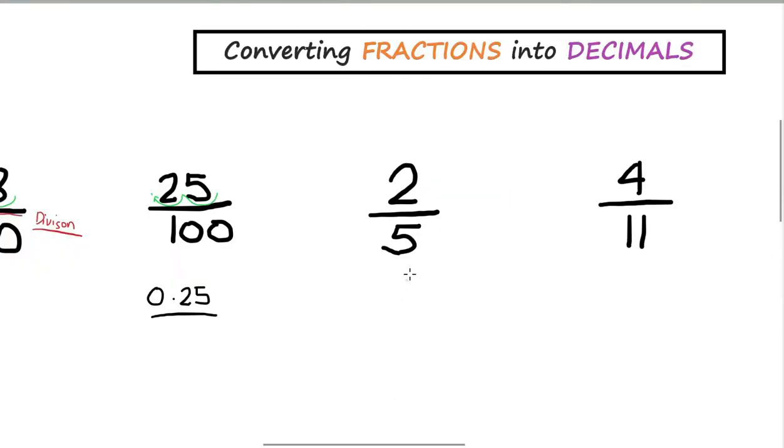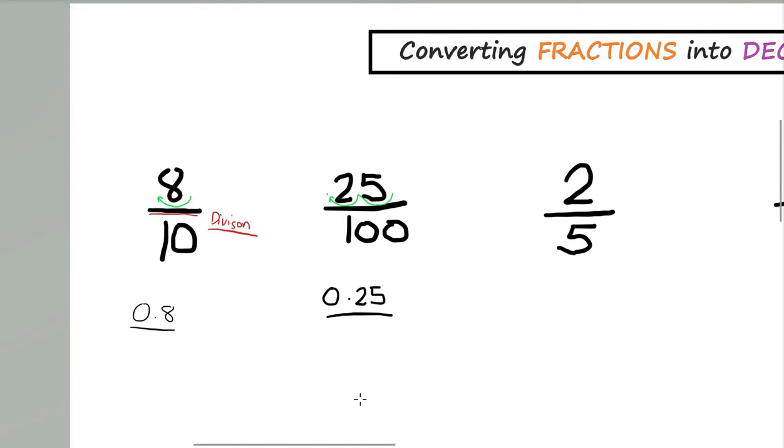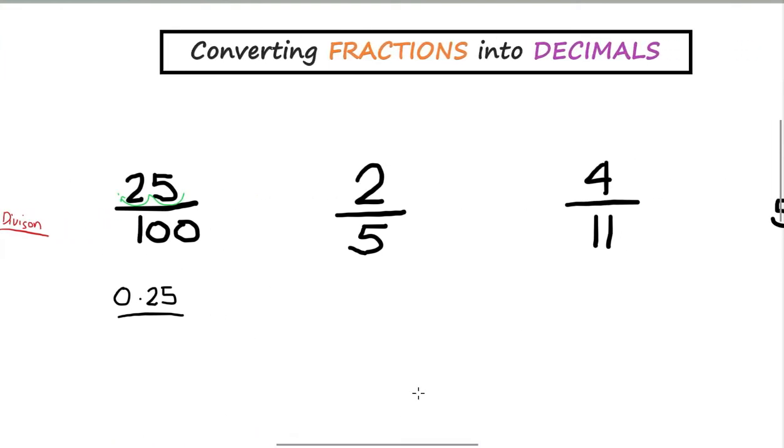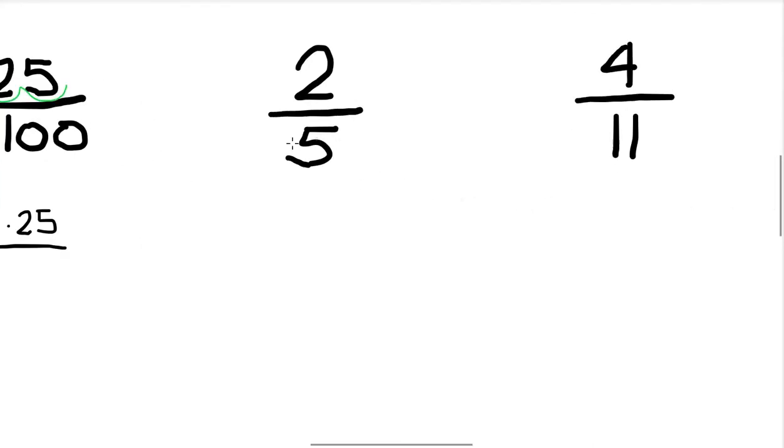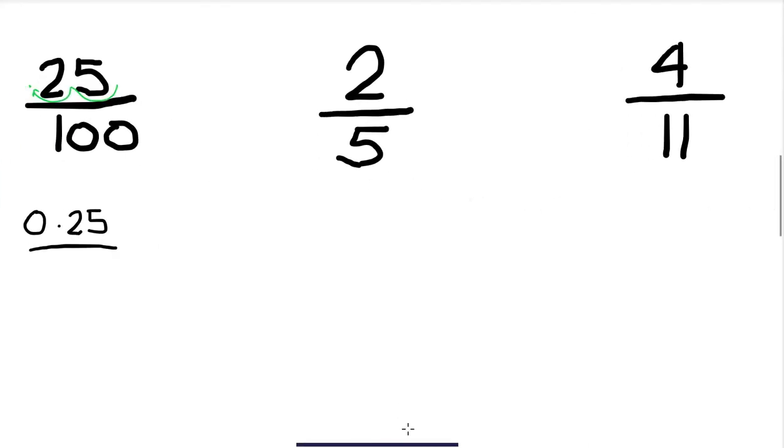But what if the denominator is not 10, 100, or 1,000? What are we going to do? We are going to divide, because the fraction bar means division, right? So we're going to use long division. Remember, the denominator is the divisor. So it will be 2 divided by 5. The numerator goes inside, and then divided by 5. The denominator is the divisor. So, how many 5 are there in 2?